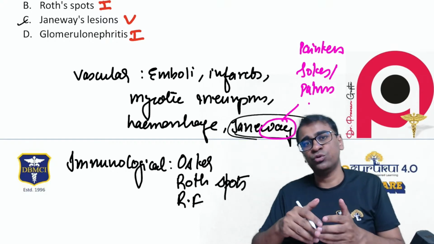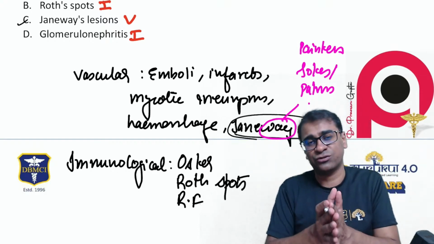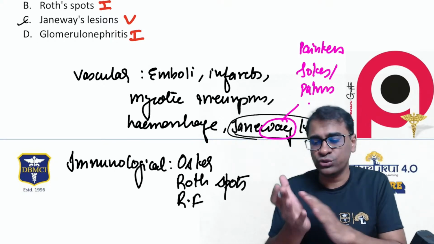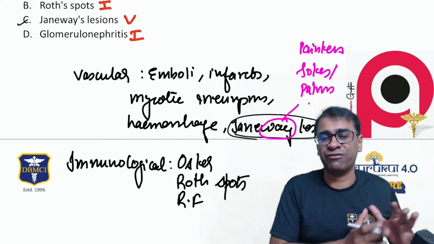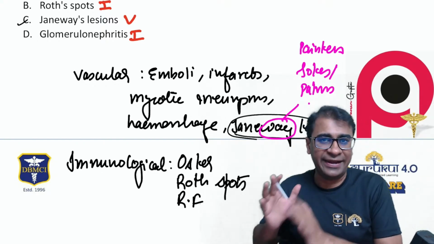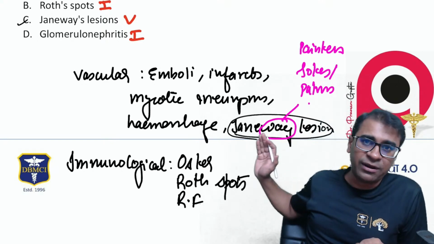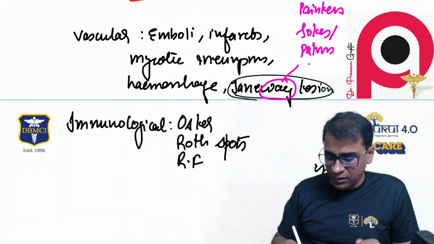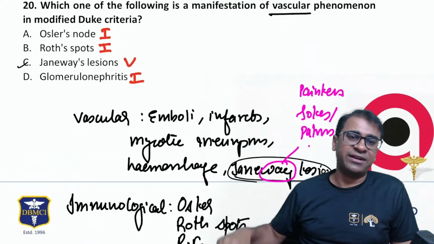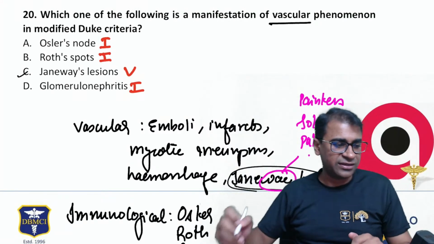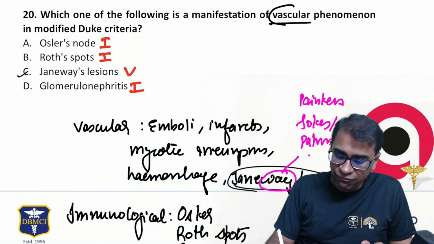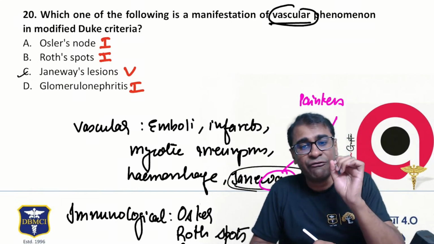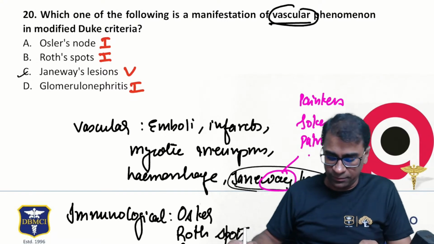It often happens due to erythematous patches, I should say, not nodules. It is because of the ischemic areas produced in the palms and soles of a patient who is suffering from infective endocarditis. So remember, the immunological phenomena are Osler's node, the Roth spots, rheumatoid factor, and I told you it is also glomerulonephritis. So the answer here clearly is C. Okay, the vascular phenomenon is not Roth spots. Remember, Roth spot is an immunological phenomenon.